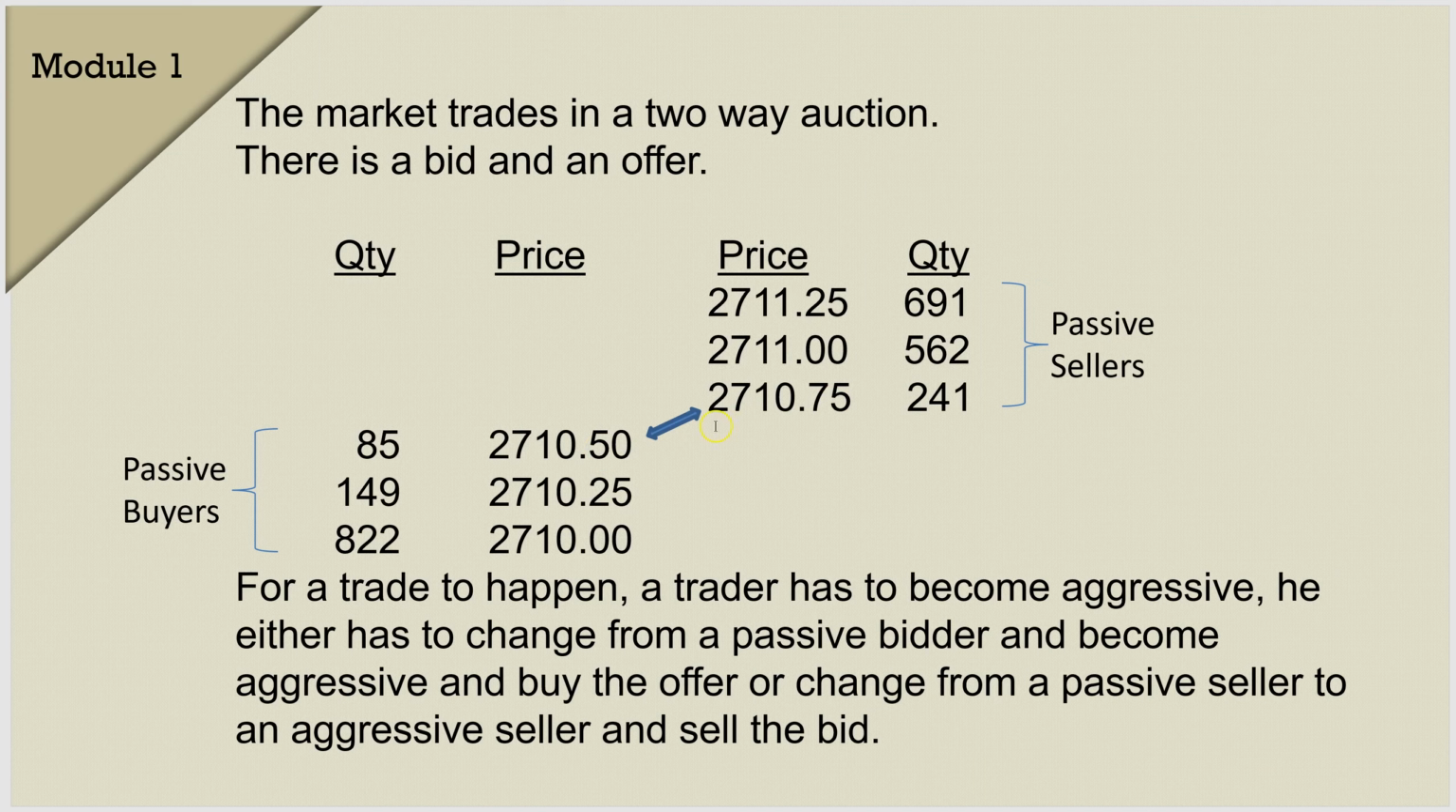There's also market orders that come in. A market order to buy one at the market is just going to lift the 27.10 3/4. That's an aggressive action. Or a market order to sell is going to come in.